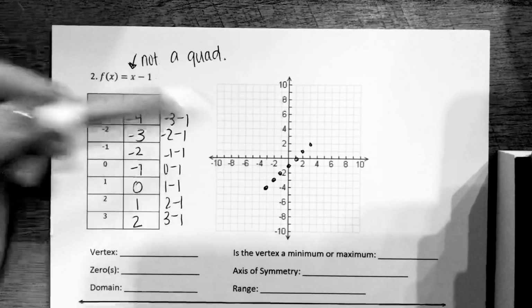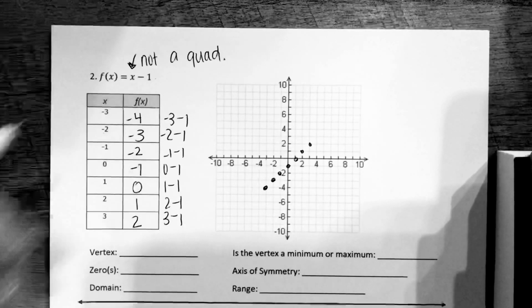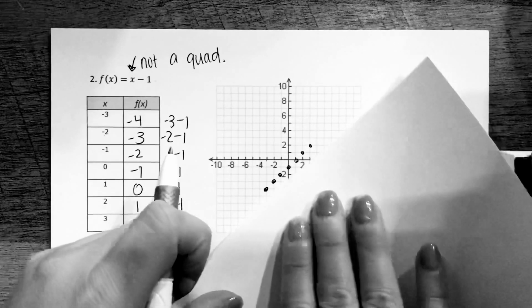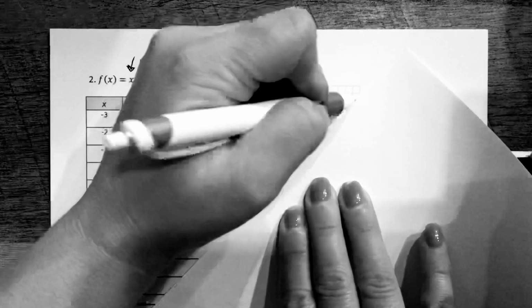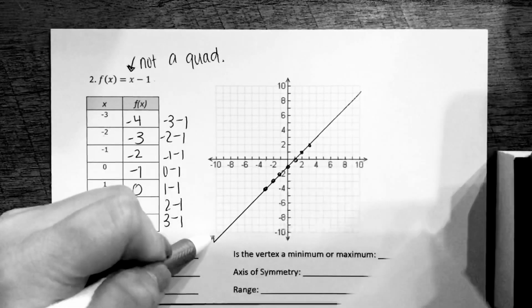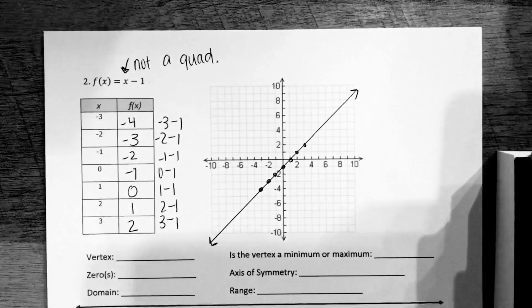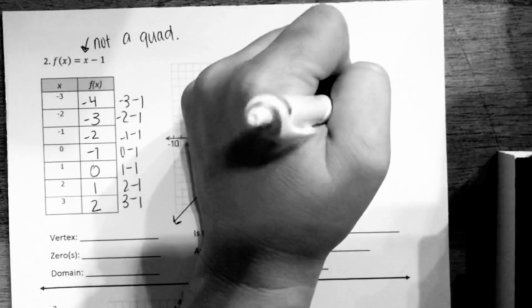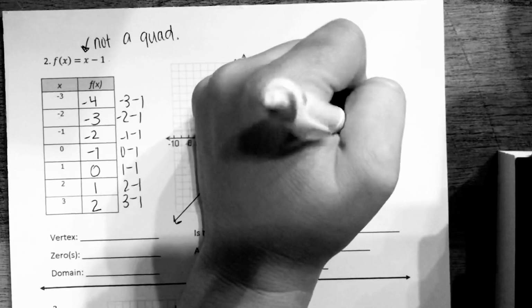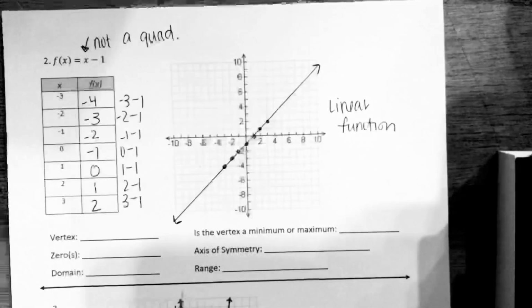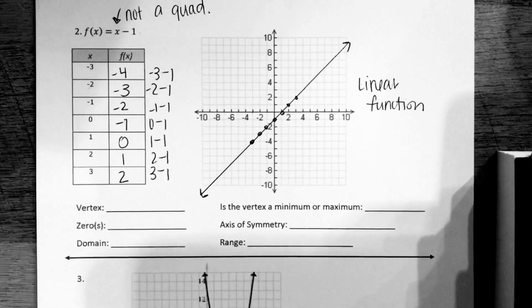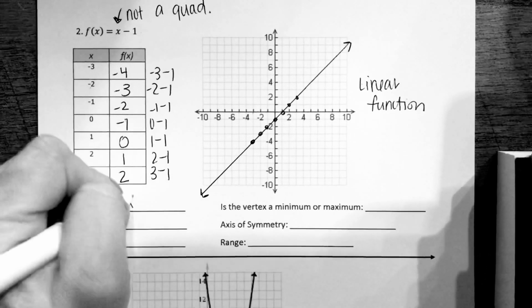So these points are all the points from my table. I can connect this graph. Best practice would be using a straight edge. When I see that it creates a straight line, I can confirm that this is a linear function, which means that some of the items we have listed below aren't applicable. As in a vertex, we do not have a vertex for a linear function.